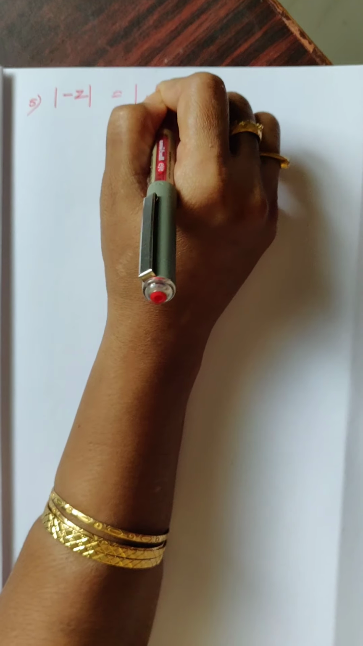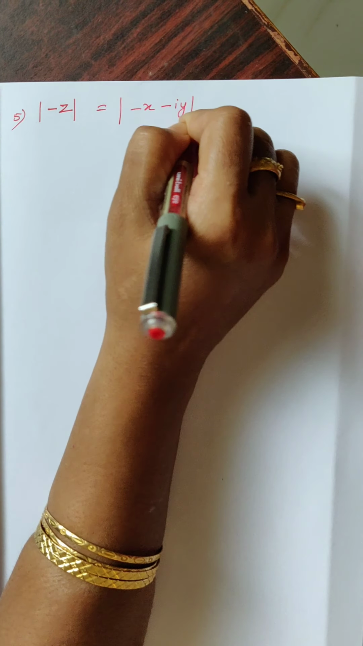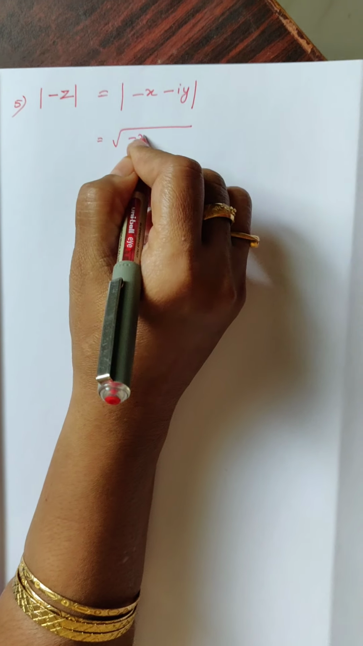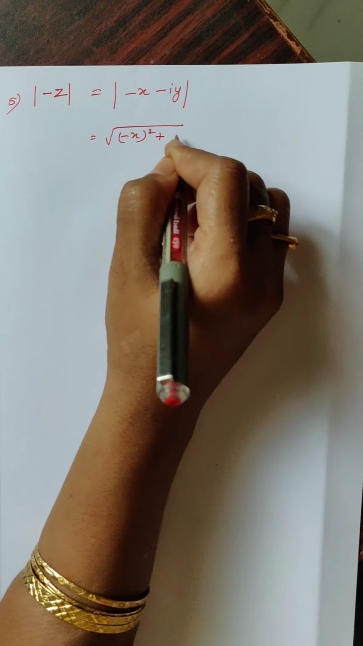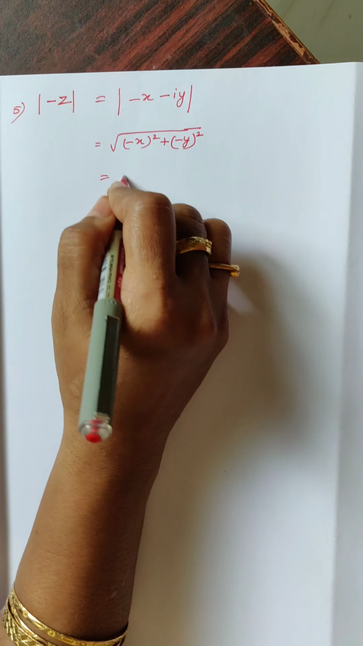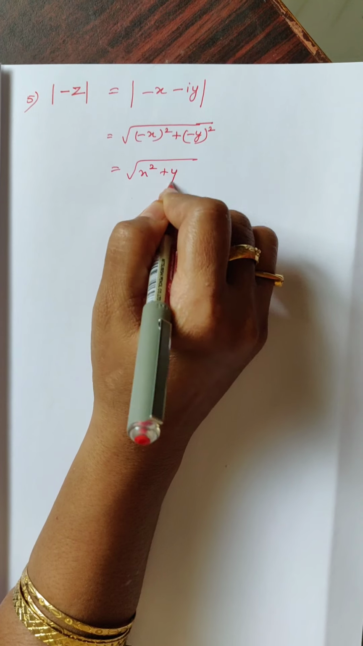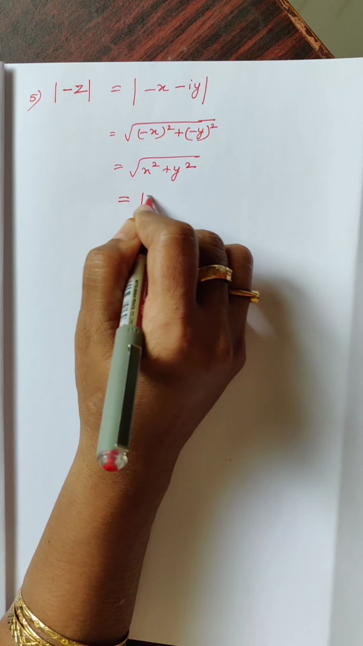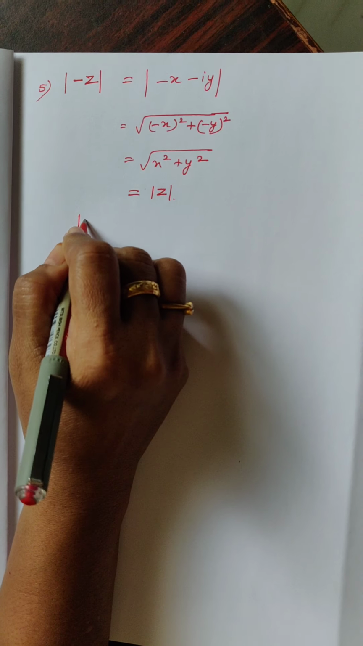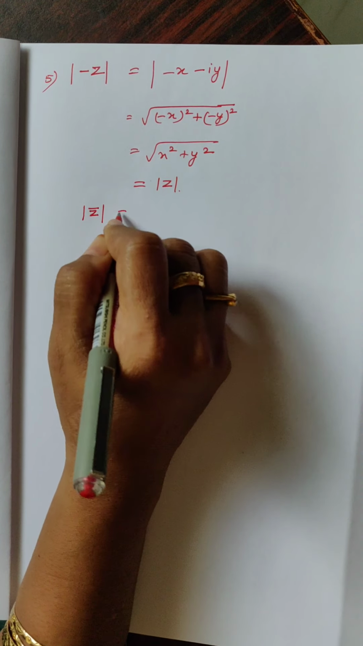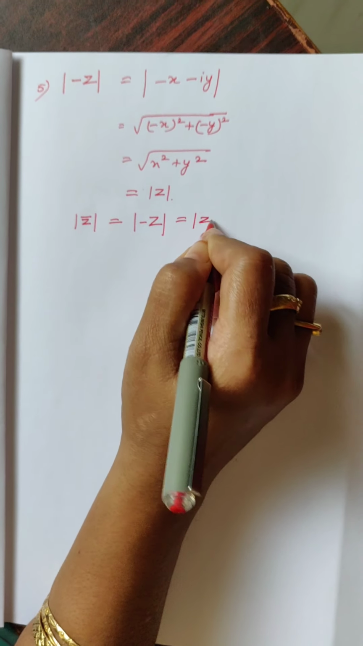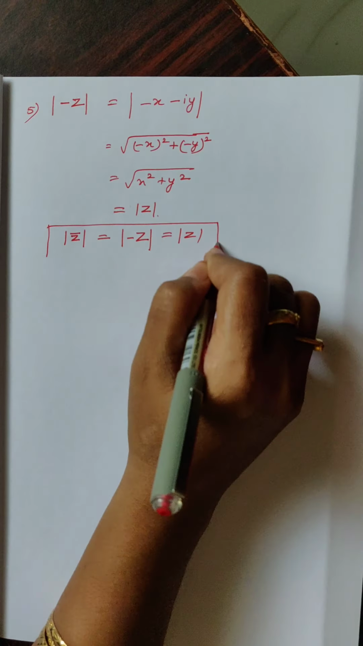Modulus of minus x minus iy. How to find the modulus? Root of real part square plus imaginary part square. Clear? Root of x square plus y square. So again it is modulus of z. So from this we know that modulus of z bar equals modulus of minus z equals modulus of z. Is it clear now?